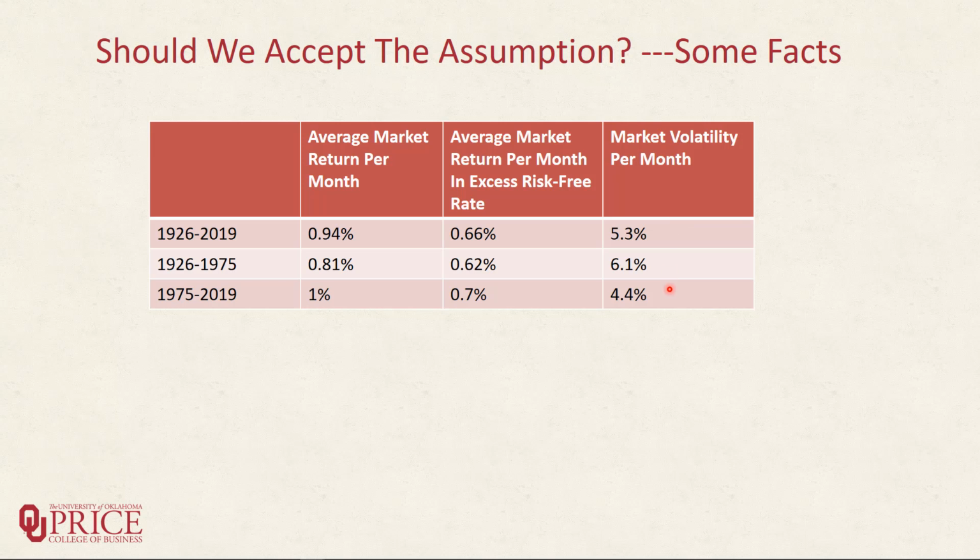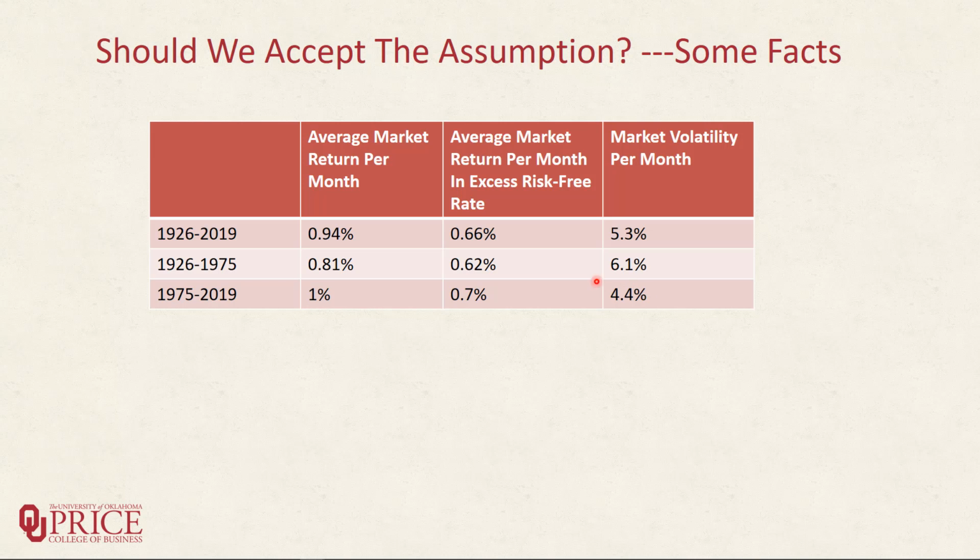And we also have the market volatility per month. In other words, this is the standard deviation of the market returns. The standard deviation for this whole sample period is about 5.3% per month, and for the first half it is 6.1%. For the second half it is 4.4% per month.